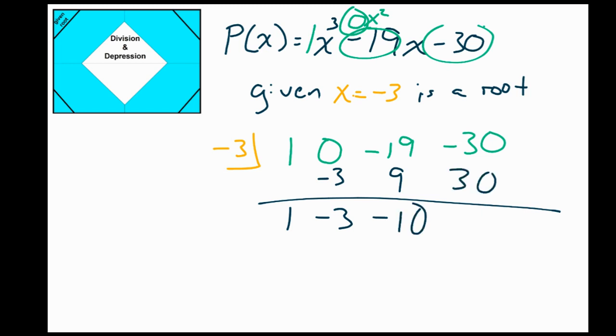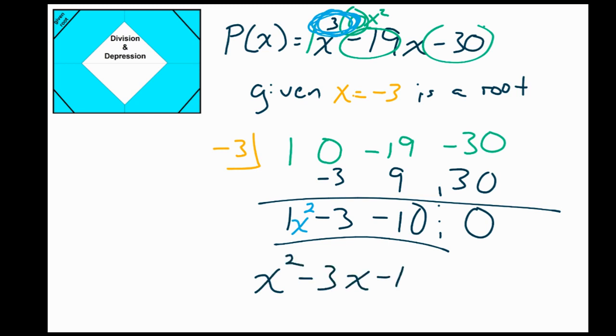And you'll notice that we get a remainder of 0, which is good, because that means that these coefficients that I got created a depressed polynomial. You see, I started with a degree 3 polynomial. That means that now I'm down to a degree 2. I'm down to 1x squared minus 3x minus 10. Again, this is my depressed polynomial.